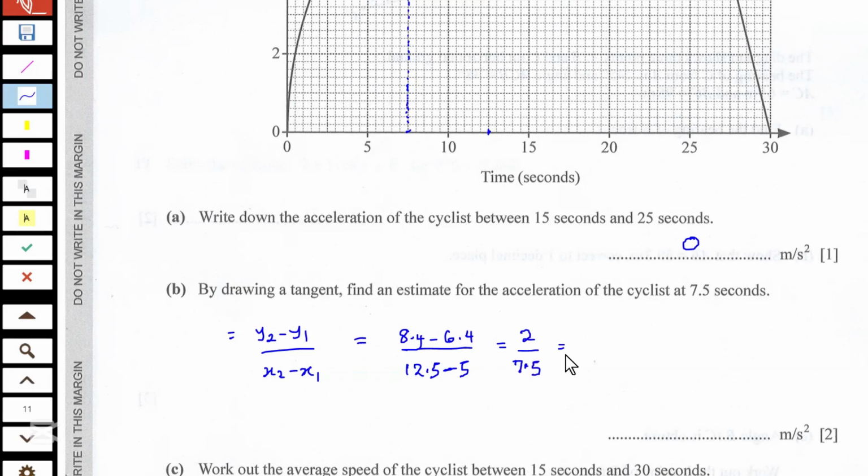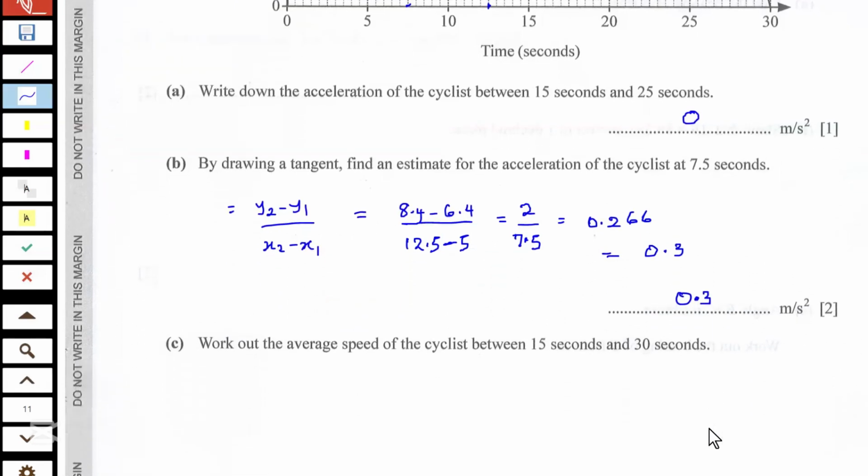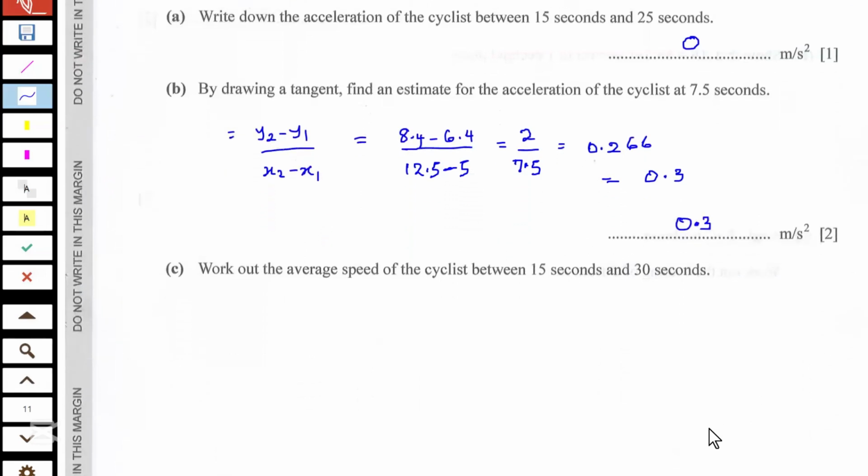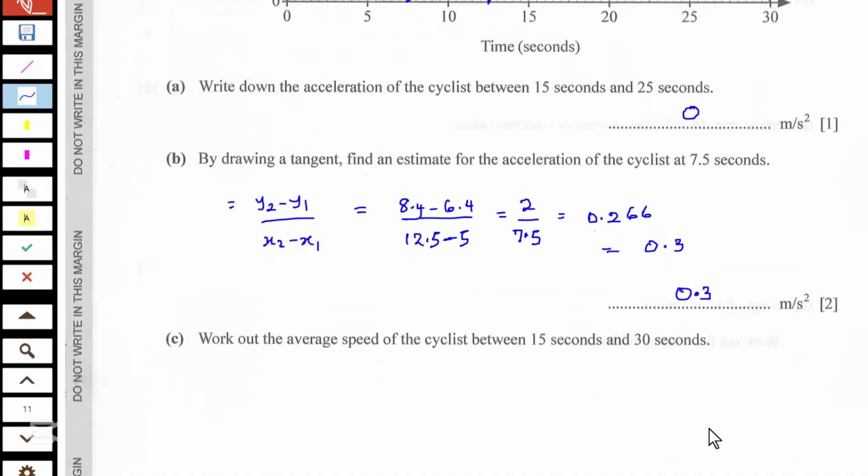So 2 divided by 7.5 is going to give us something within the range of 0.2666, which can be approximately 0.3 to round this to one decimal place. So we have finally 0.3 meters per second squared. So the next question here is, work out the average speed of the cyclist between 15 seconds and 30 seconds. Now let's go back to the graph.